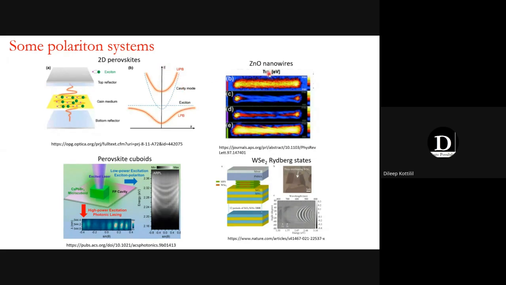And there are other systems like zinc oxide nanowires. A nanowire can act as a cavity, so its end facets can act as two mirrors with a refractive index contrast. And then we have perovskites, cuprates, and WSe2 Rydberg states. All these are typical polariton systems, but there are many other varieties of polariton systems, even liquids. Even with biological molecules like green fluorescent protein, people have achieved polaritons.